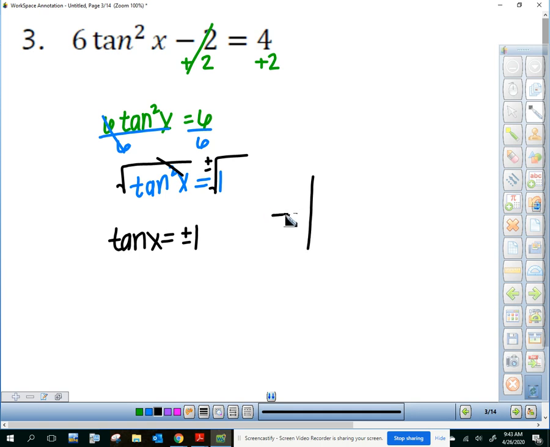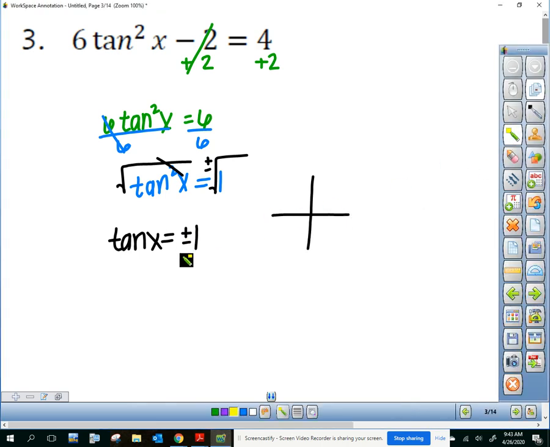So when we think about our unit circle, we can't eliminate any quadrants to say, oh, well, tangent's positive here and it's negative here, because this one's wanting to give the answers for both positive and negative 1. So you're thinking about all 4 quadrants.